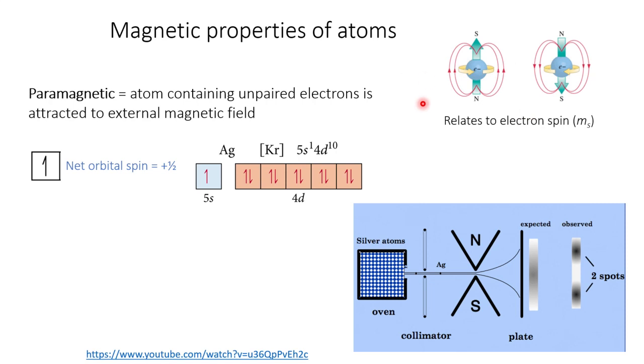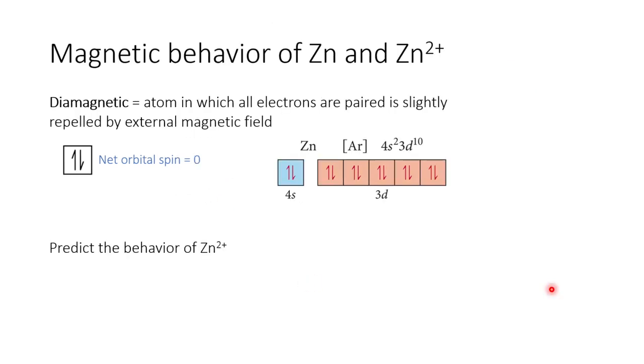So again, is it aligned with or against the magnetic field? It's just lining up. So if it's paramagnetic, it has an unpaired electron, so it gets attracted to this external magnetic field because these don't cancel out. So if you look at silver, you see that the 5s orbital has one unpaired electron, and so silver, when it goes through the magnet, you will see this.